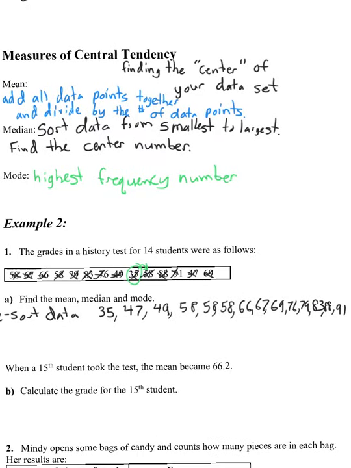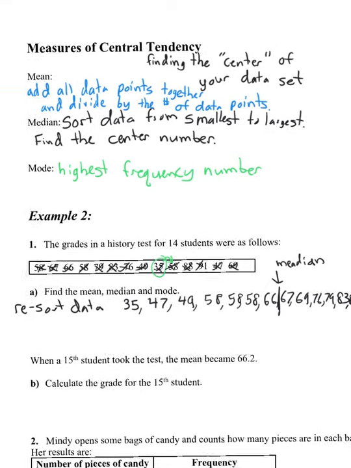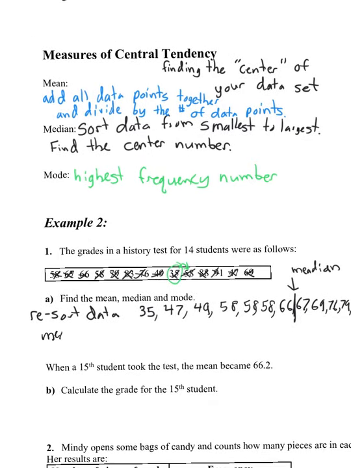Okay. So there are 14 students, and because it's an even number, I know my median's gonna fall halfway between two numbers. So I'll have to take the mean of those two numbers once I get there, which is kind of weird. 4, 5, 6, 7. So the median's halfway between 66 and 67. So my median's going to be 66.5. Okay.